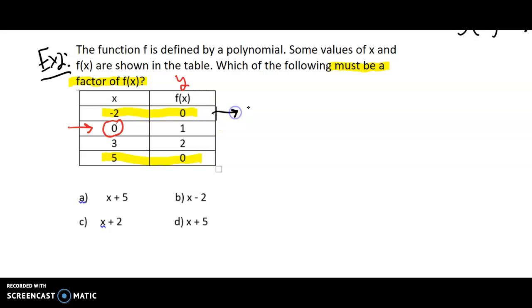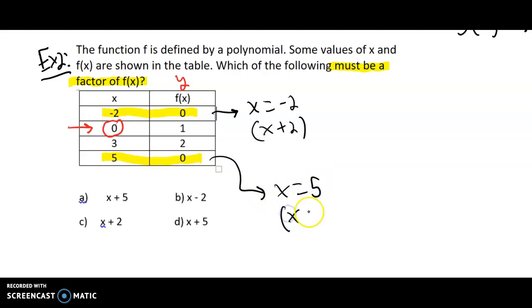So over here, I have the x equals -2. My factor pair is x plus 2. On this guy, x is +5. My factor pair is x minus 5. So we're looking for either this or this. Let's see what we got. X plus 5, that can't be it. X minus 2, nope, because we have x plus 2. Aha, here's an x plus 2, and we have no x plus 5. So that's our final answer.